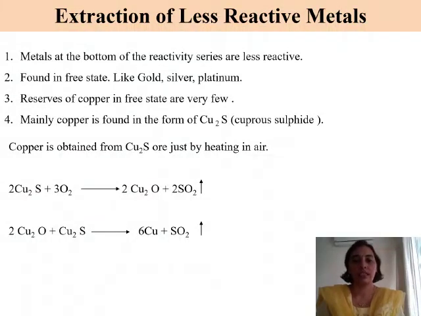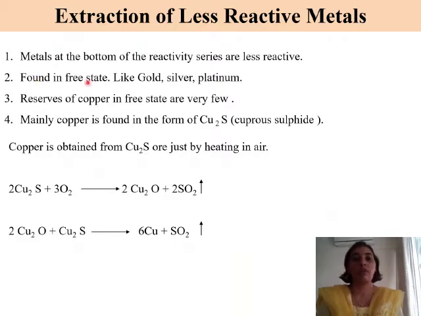Coming to the last type of extraction, that is extraction of less reactive metals. How are metals of less reactivity extracted? So metals at the bottom of the reactivity series are less reactive. If you can recollect the reactivity series, we had arranged the metals in the decreasing order of reactivity, and those at the bottom were least reactive. Among these were gold, silver, platinum, copper, and mercury also.